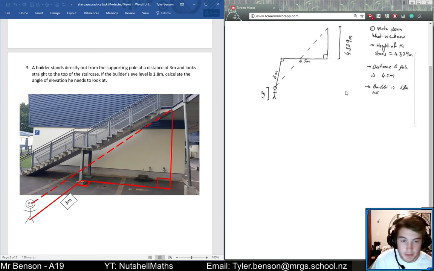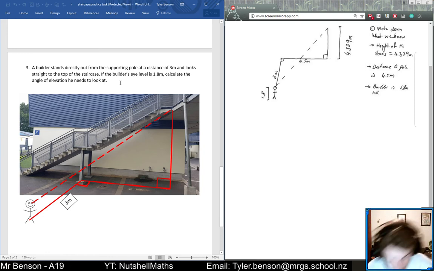I'm not even starting the problem yet. I haven't even finished reading half the sentence. I've just read this and I'm adding stuff on the picture. Now let's look. He looks straight to the top of the staircase. That's the dotted line. If the builder's eye level is 1.8 meters tall, I've just put that on. Calculate the angle of elevation he needs to look at. So we're looking at this angle here, but let's not stress about that right now.